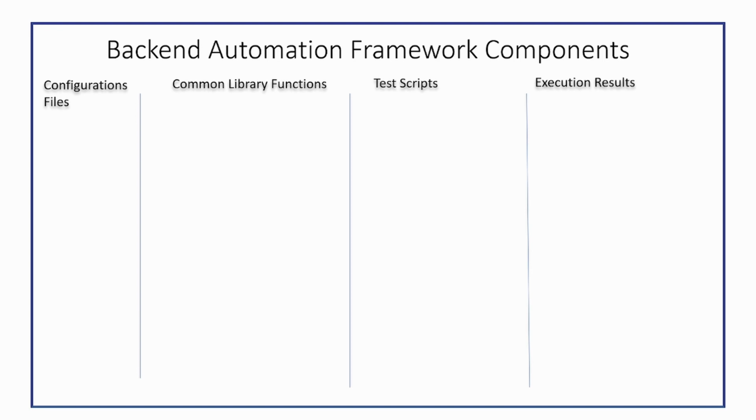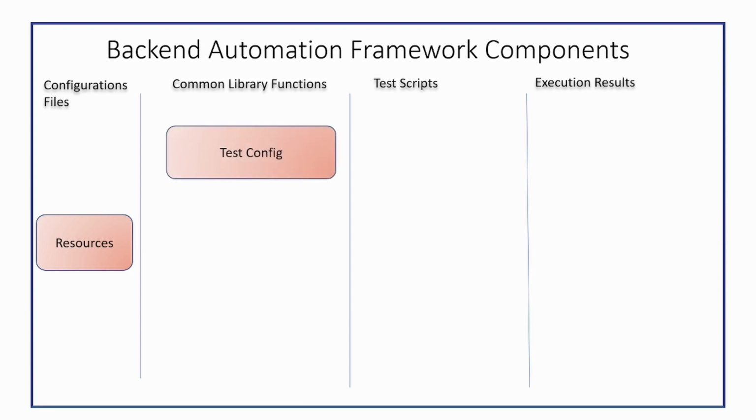Starting with the configuration files. Configuration files are part of resources. They are usually .properties files, which could be kept under the resources folder or under the main root folder. Then next we have common library functions. Under common library functions, if we are going ahead with the Spring framework, we need to have some test config component where we have to define the test config details. We will see this in detail once we start the coding.